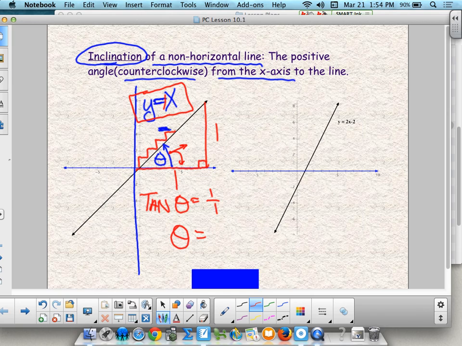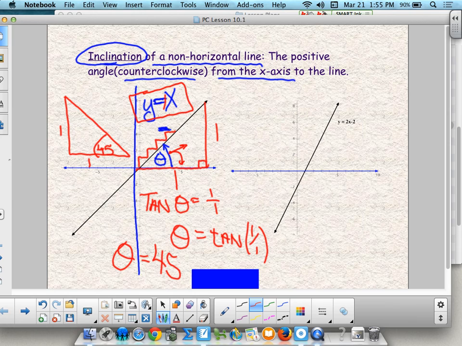Theta equals inverse tangent of 1 over 1, and hopefully you remember 1 over 1, the sides 1 and 1, comes from your special triangle of 45, 45 with a 1 and a 1. So really we don't need our calculator. 45 degrees is the answer.